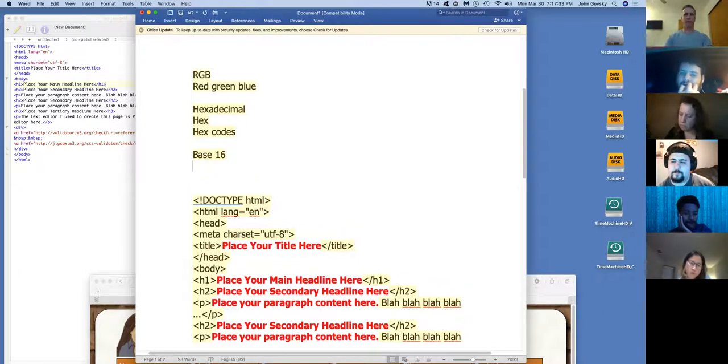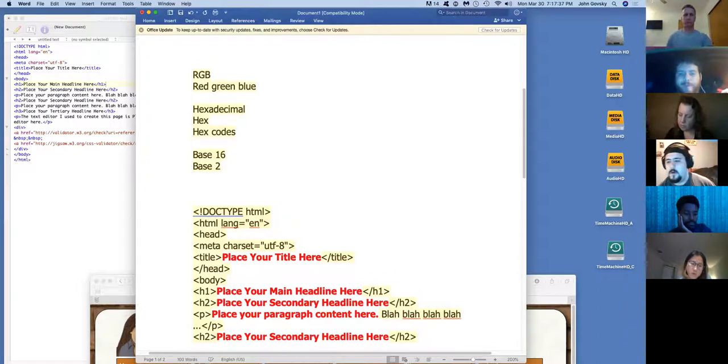Binary means what? Base 2. Decimal means what? Base 10. You getting this? It's making some sense. Octal is base 8 and so forth. So base 16 is kind of a very important way of viewing math on computers because 16 is a power of 2.